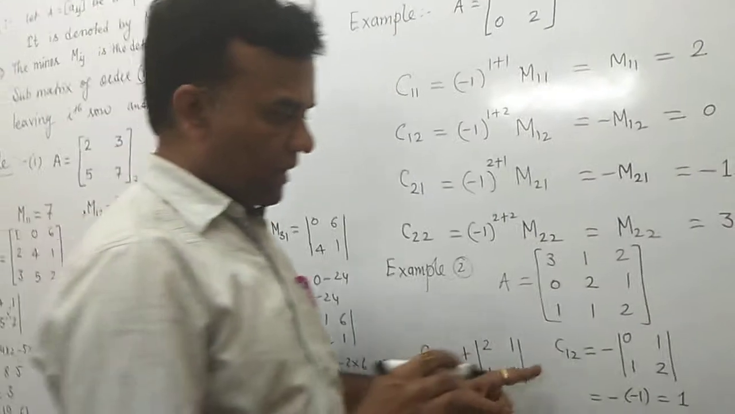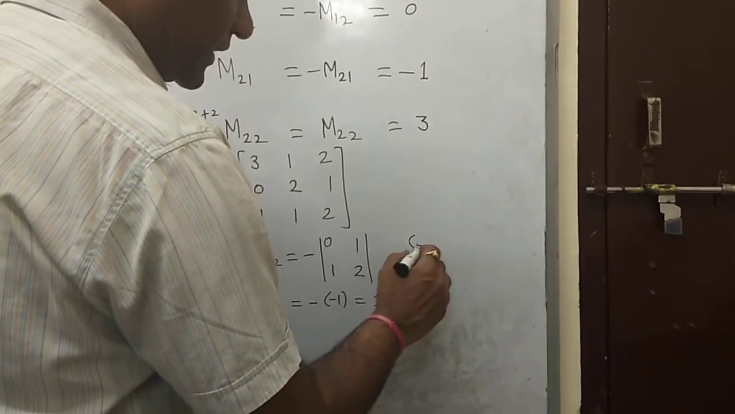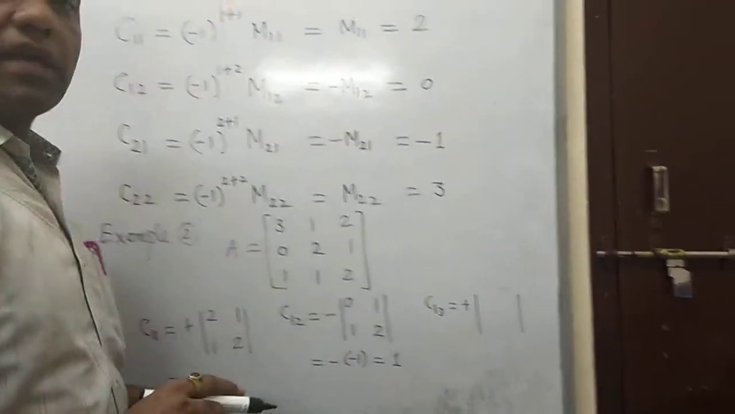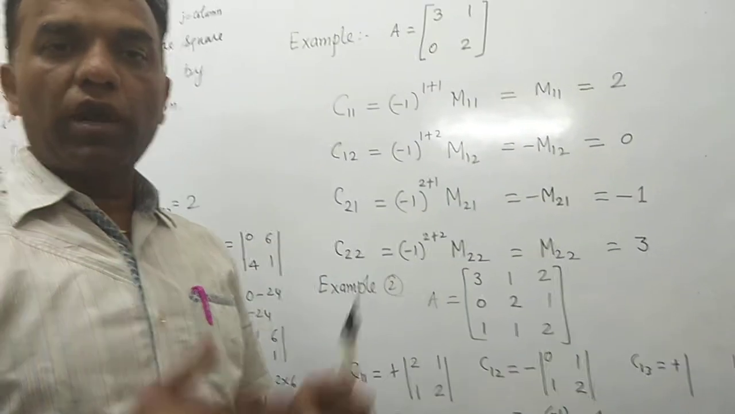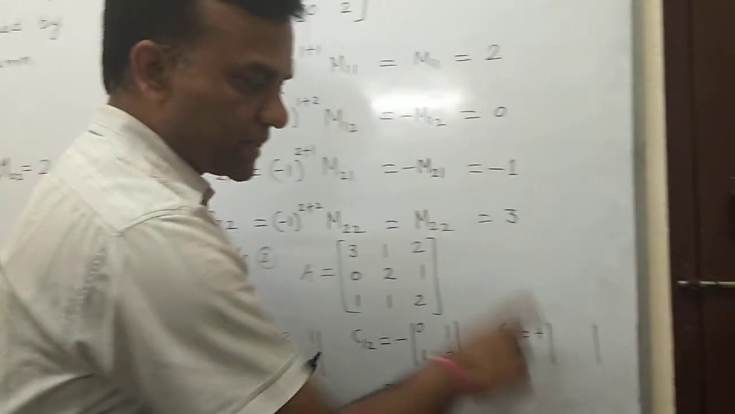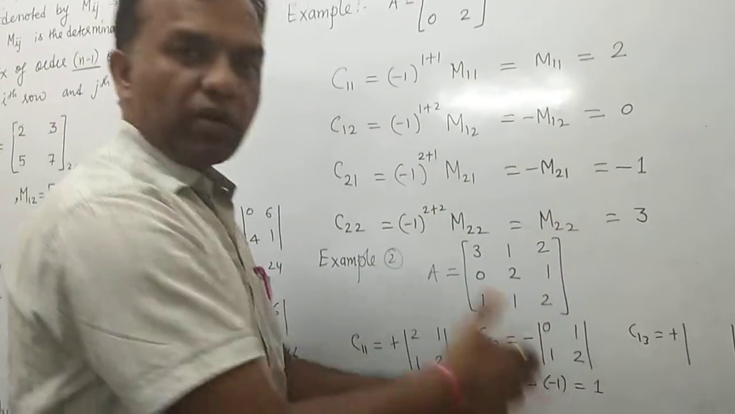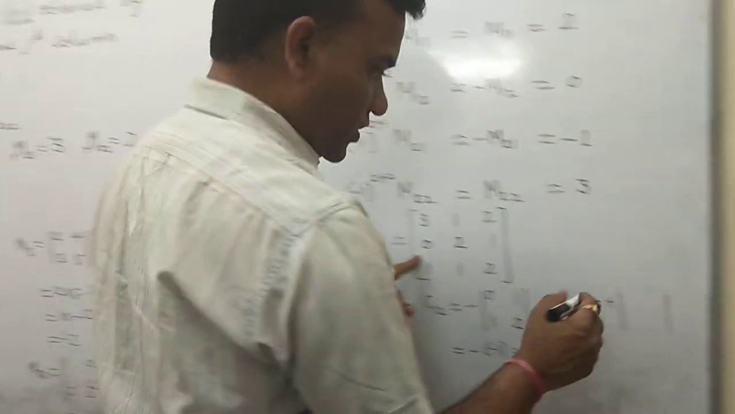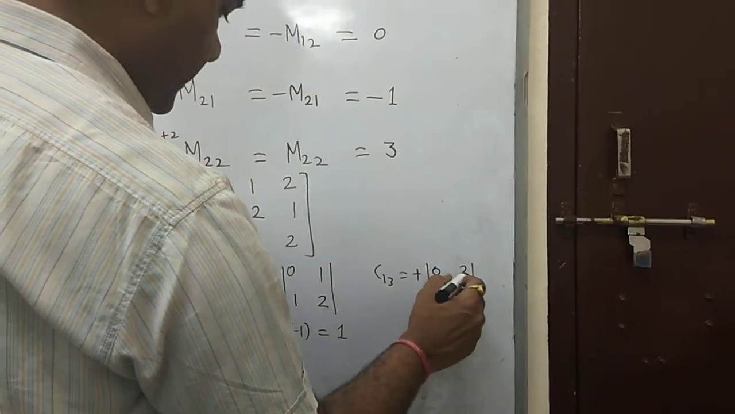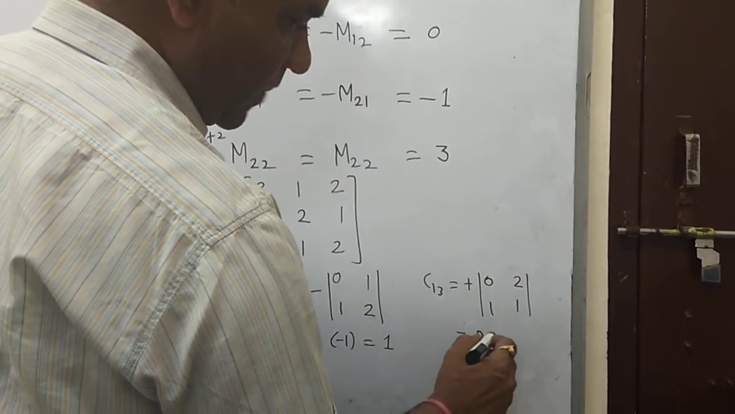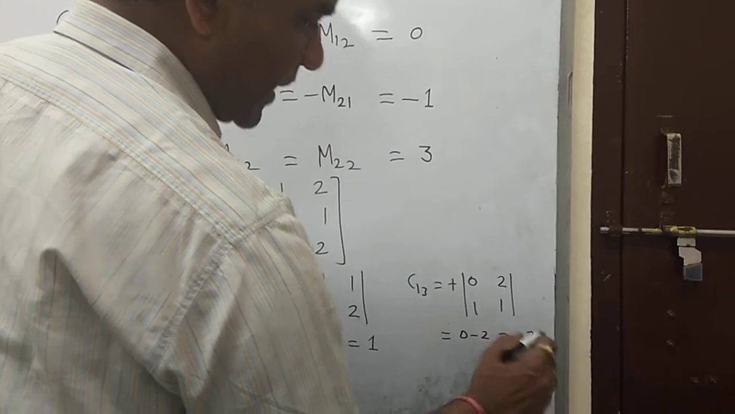Okay, then similarly you find C13. C13 again has a positive sign because 1 plus 3 is 4 and 4 is an even number. So you put a plus sign before this. And now 1 3 means you are leaving the first row and third column. So you have 0 2 and 1 1, and then your answer is 0 minus 2, so the answer is minus 2.